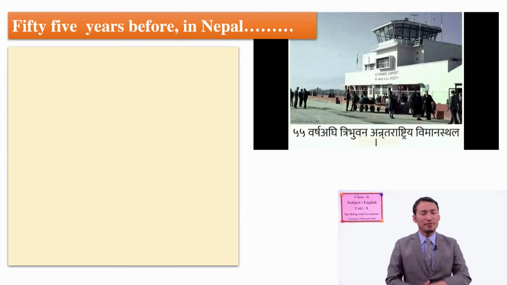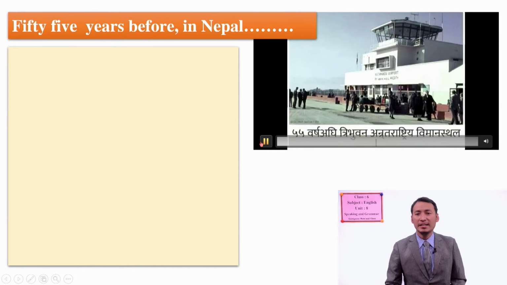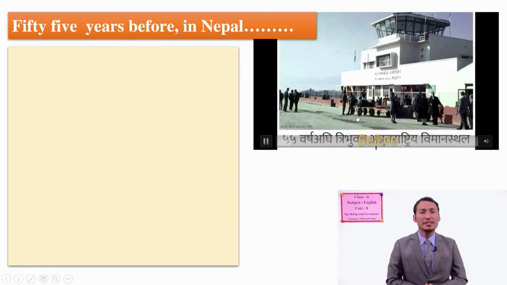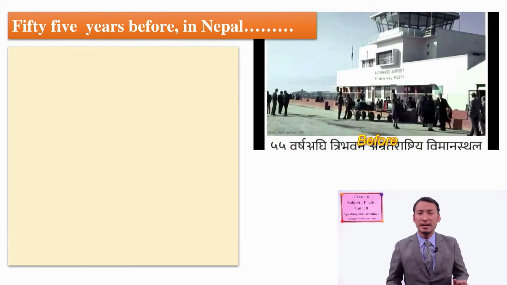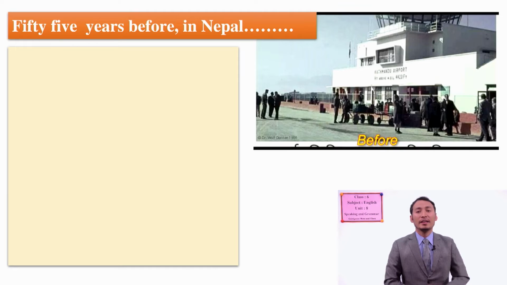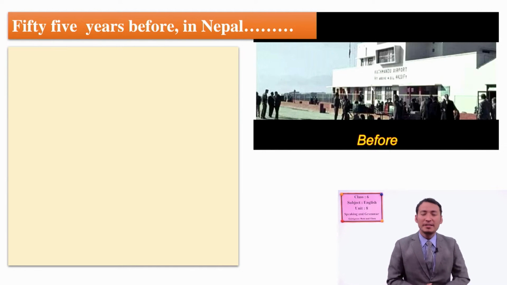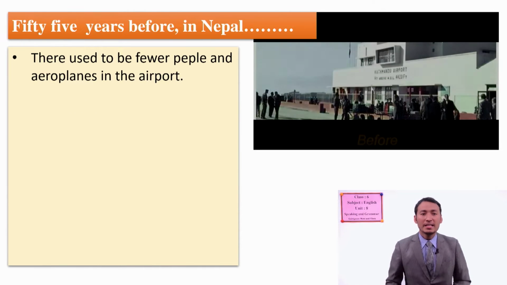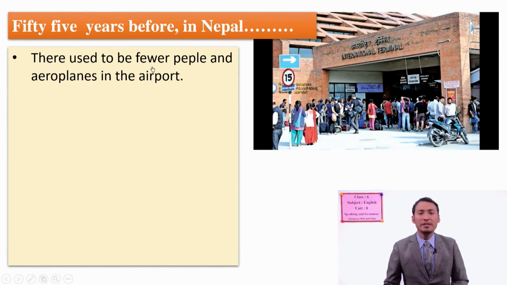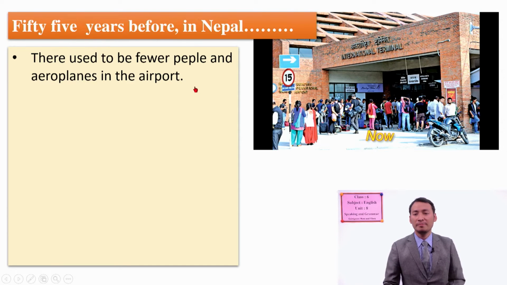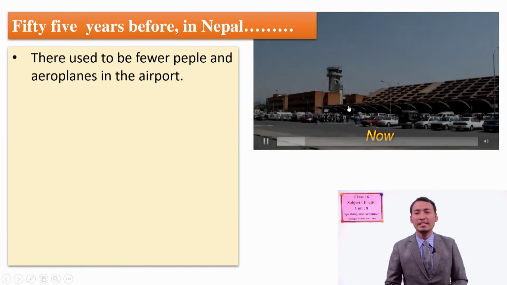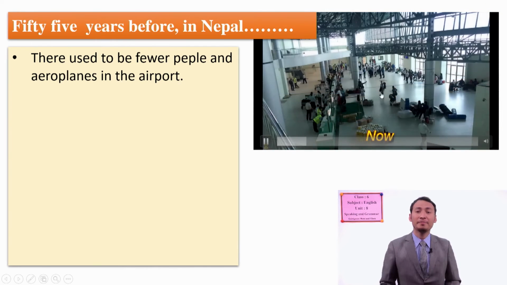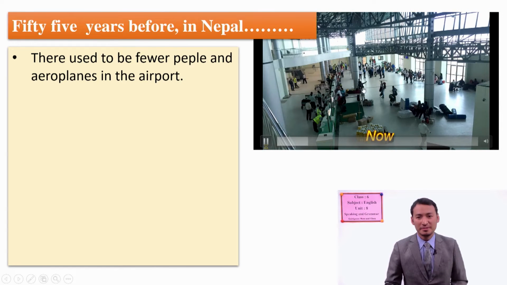Okay, students, from the past and from today or present. What were there? Let's see. In this video, you can see here, Tribhuvan International Airport. You can see here in the past, 55 years ago, it had very few people and there were very few aeroplanes. There used to be fewer people and aeroplanes in the airport. Now, this is now. You can see here a lot of vehicles and a lot of people inside the airport, right?